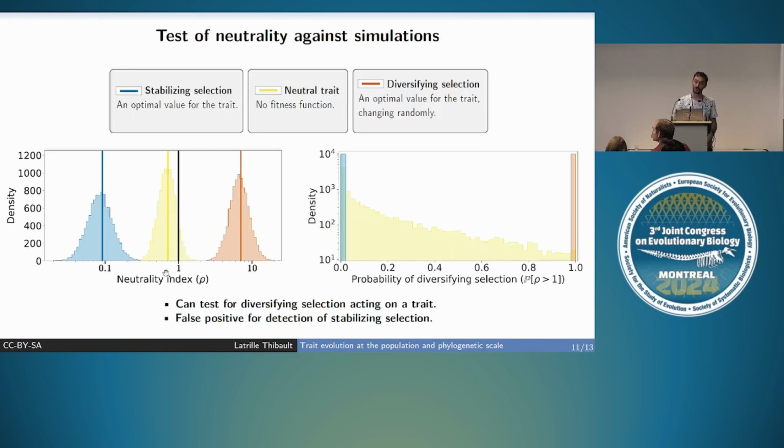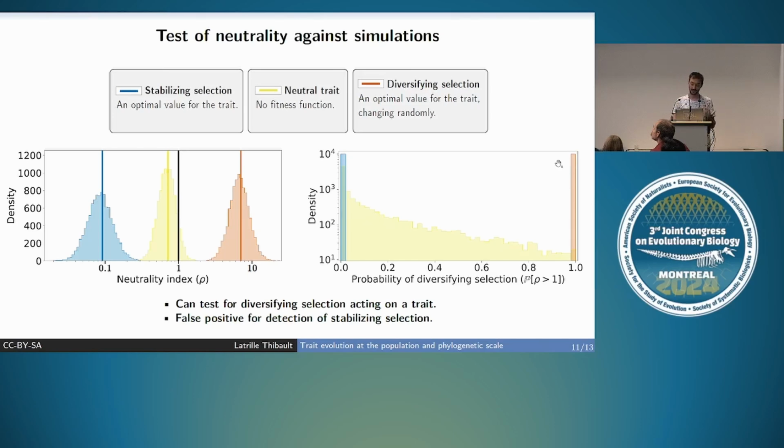And now when you apply the methods that we've developed, here is what is shown across many simulations: the neutrality index that we have. What we are seeing is that for diversifying selection, we recover an index higher than 1, for stabilizing lower than 1, and for the neutral trait, it's close to 1, but a bit lower. And when we look at the probability of diversifying selection, here in a Bayesian framework, you can compute across your estimations whether your index is really greater than 1 or not. And so you recover, for diversifying and stabilizing selection, what you simulated.